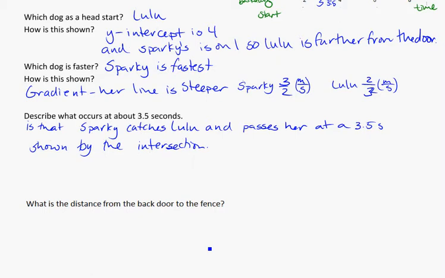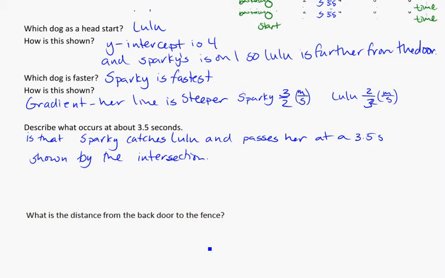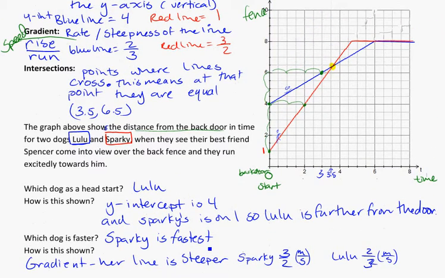The last question here is, what is the distance from the back door to the fence? So if we look at this graph again, what's happening is that when they see Spencer, here at the start, they start running towards him, and he's on the back fence. And so this axis is showing us how far away from the house they are. So they keep running, they keep running, they keep running. And at some point, what do we notice? They've actually stopped getting any further from the house.